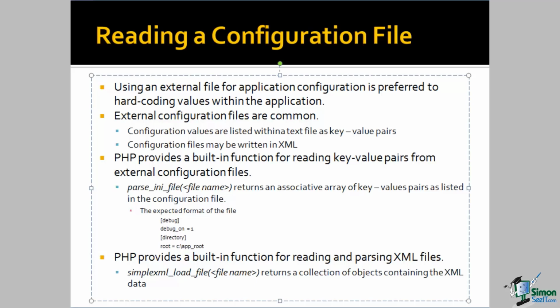For key value pairs, PHP provides the parse_ini_file function. When we use this function and provide it with a configuration file name, the function returns an associative array of key value pairs from the configuration file. Now, it does expect a specific format for those configuration values, an example of which I've included. XML is a preferred format because of its popularity as a self-describing data file. PHP provides a simple XML load file function that returns a collection of objects that contain the XML data, in our case, the XML configuration data. Let's go look at some code.